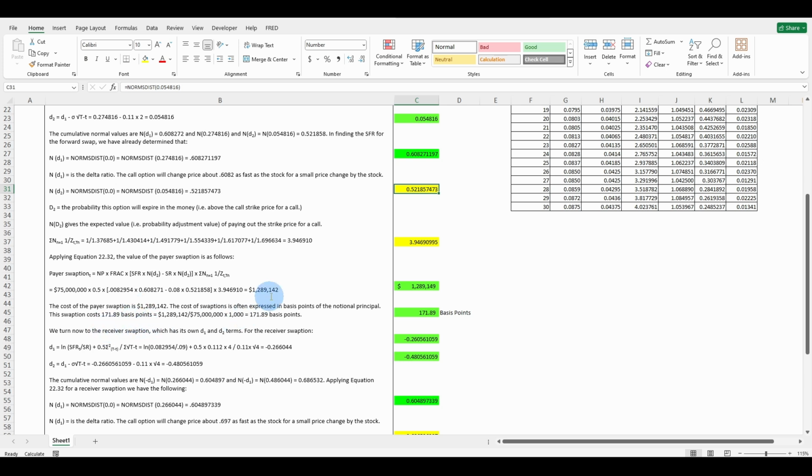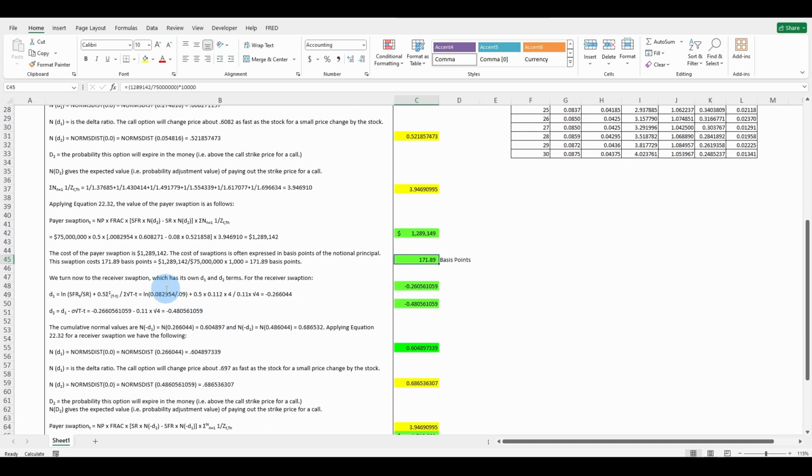The cost of a swaption is often expressed in basis points of the notional principal. The swaption cost is 171.89 basis points: 1.2 million divided by 75 million times 10,000 equals 171. Are you willing to pay 1.2 million for this swaption? We now turn to the receiver swaption, which has its own d1 and d2 terms.